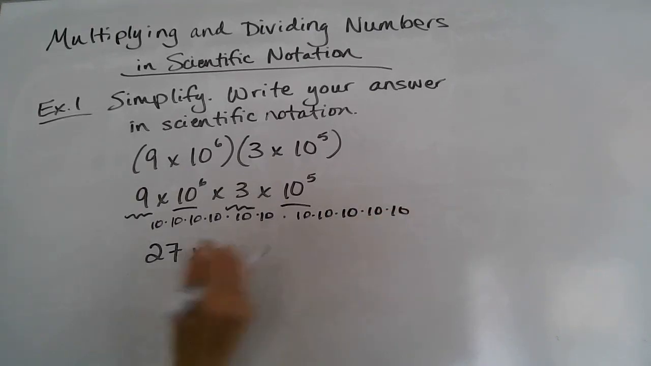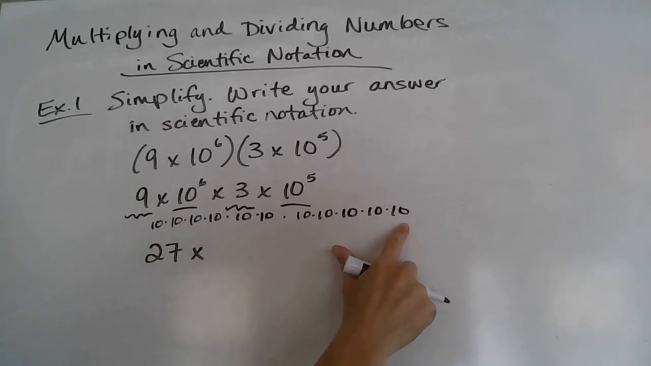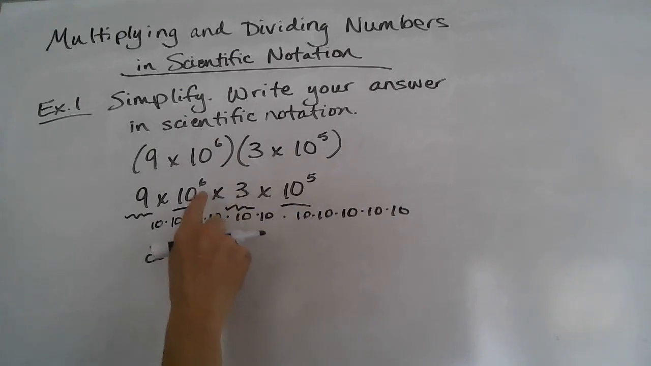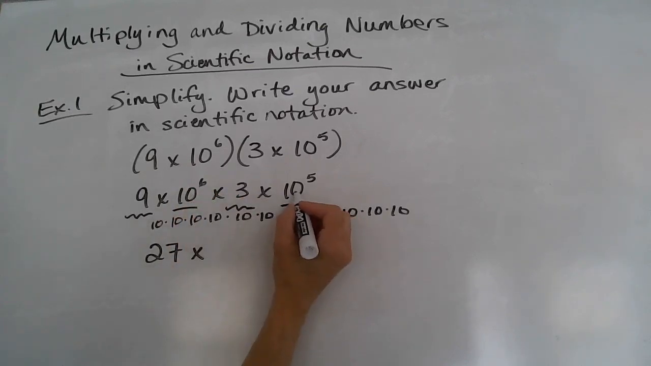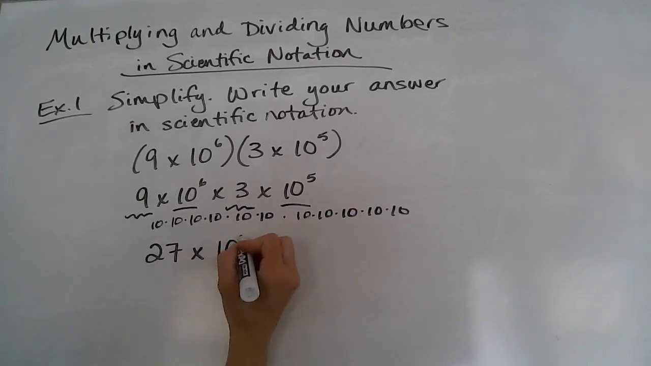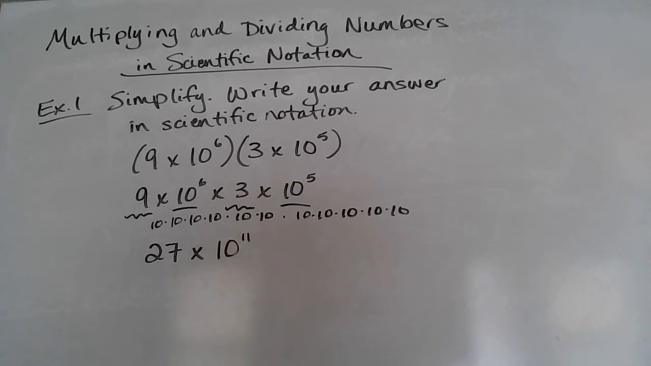So now what we have is 10 to the 11th power. Remember, we add exponents when we're multiplying and the bases are the same. So 6 tens here, 5 more here, we have 11 tens altogether.